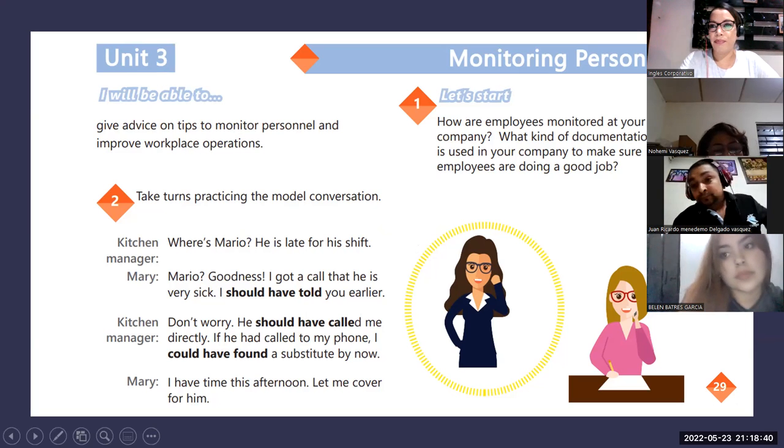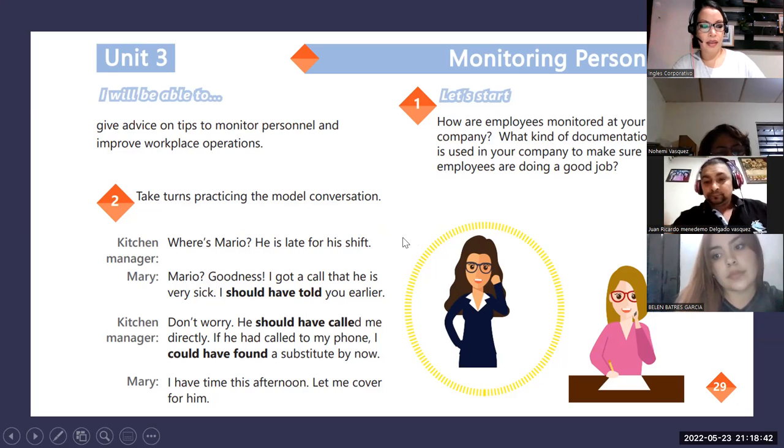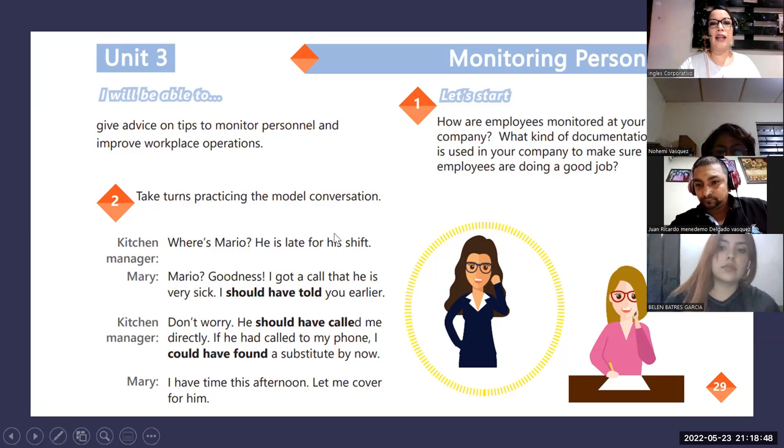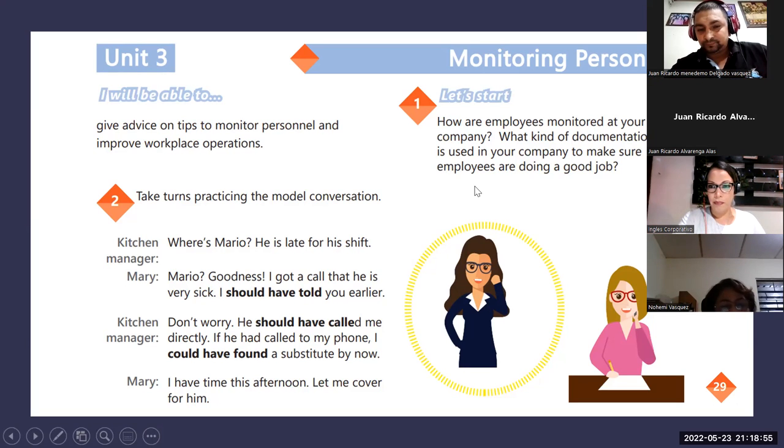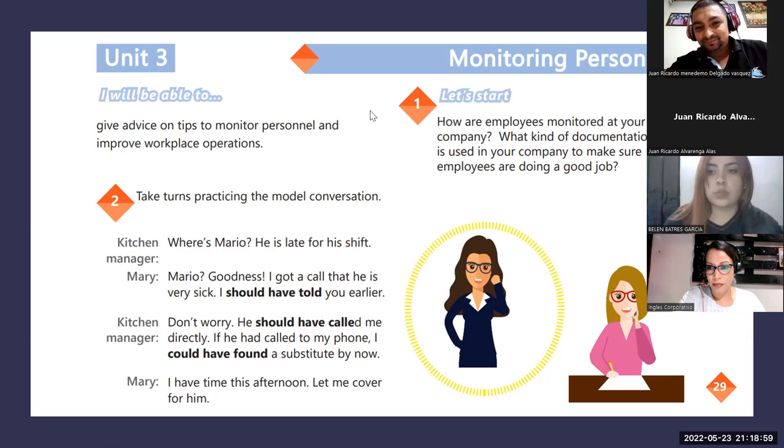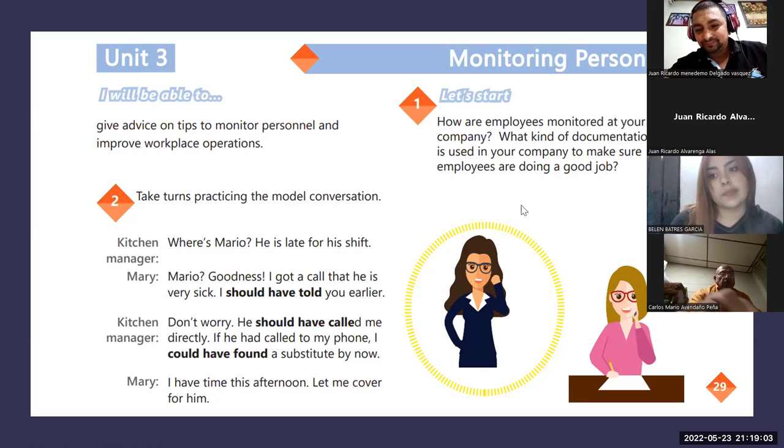So, I think this is pretty easy and simple conversation, so I'm not going to create breakout rooms for this one, but I would like to know if there are some volunteers to role play this conversation. Okay, I have Belen and Juan Ricardo Alvarenga. You can start.